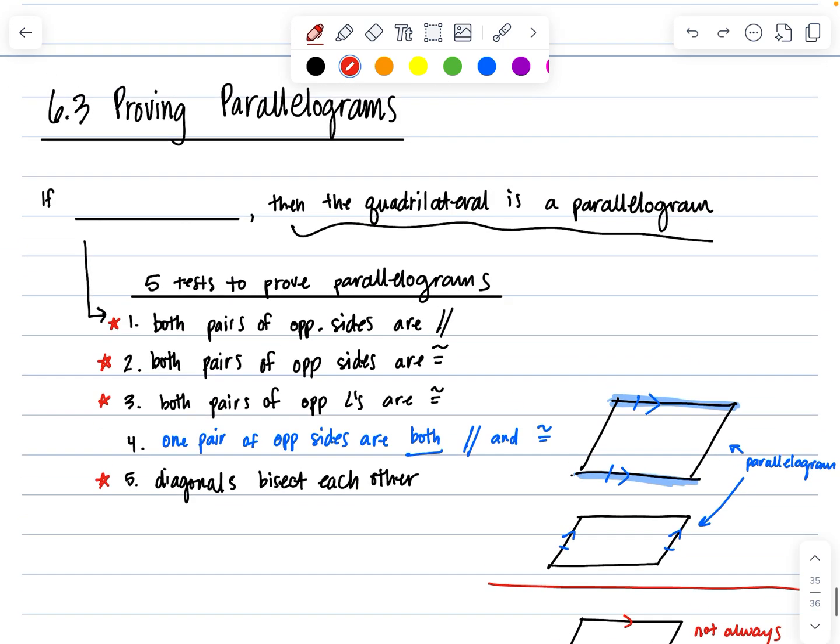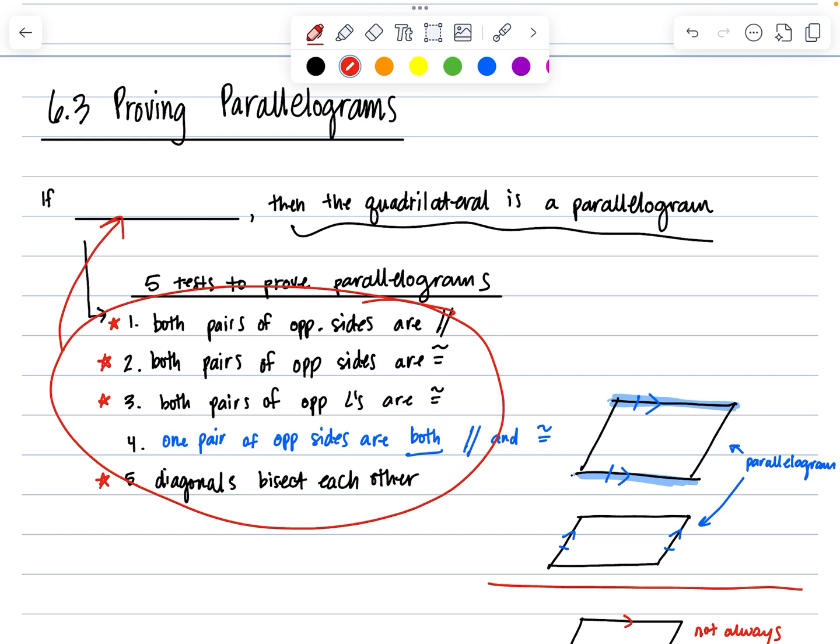Okay, so that's all I have for you today. If any of these criteria fit into this if, then the quadrilateral is for sure a parallelogram.